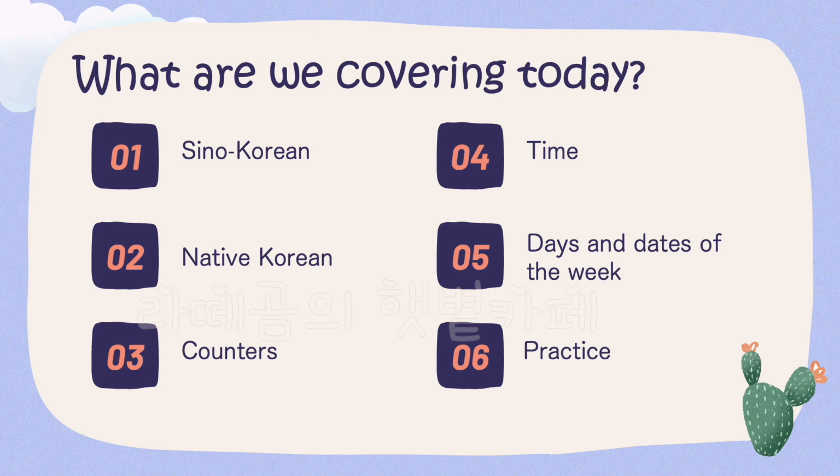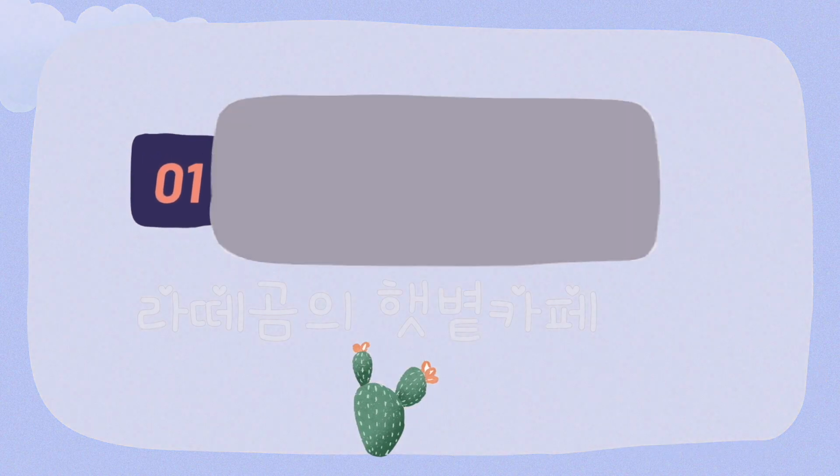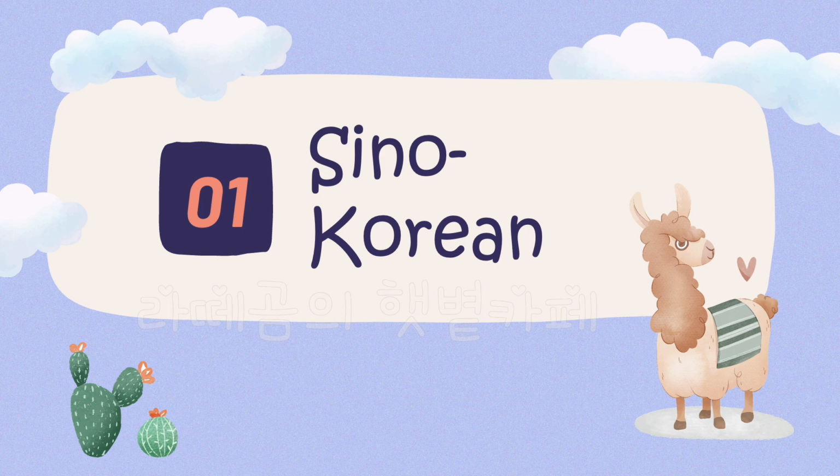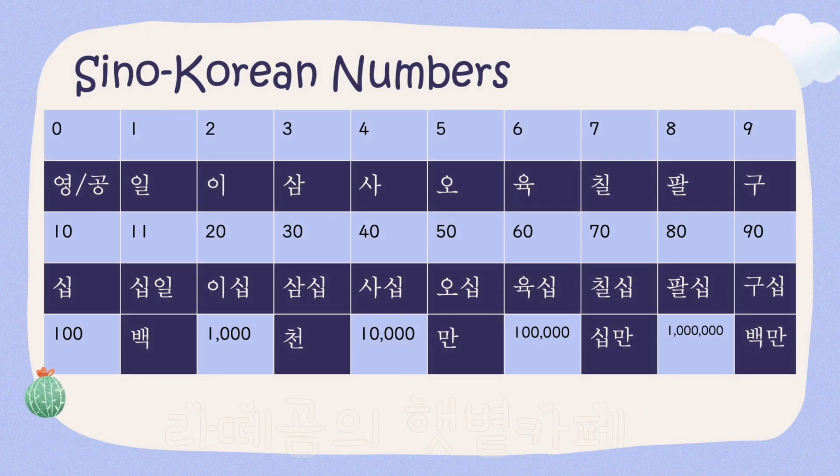So today we'll be going over both the number systems, their usages for counting, time, dates, and some practice. First, we'll be going over the Sino-Korean number system, which is derived from Chinese characters. So here is a basic chart of the Sino-Korean numbers, and I will read out the numbers 1 through 10.